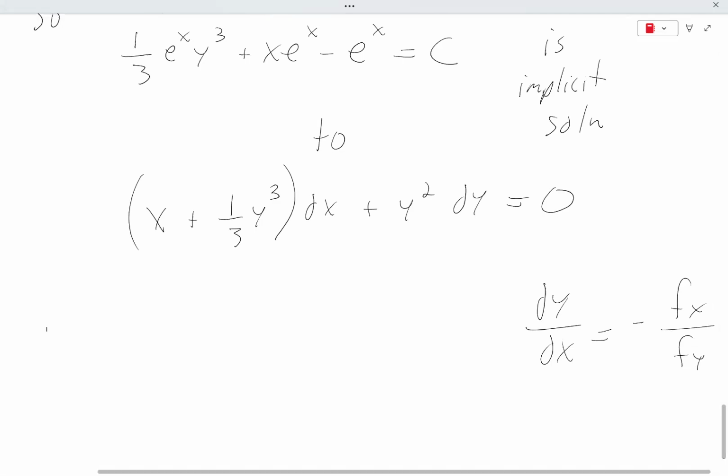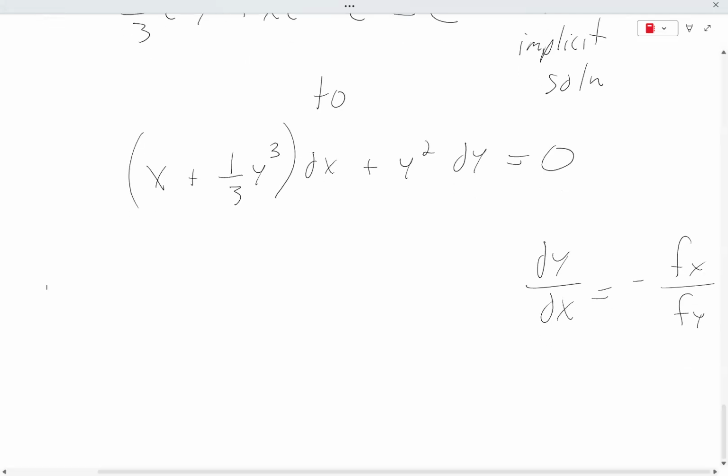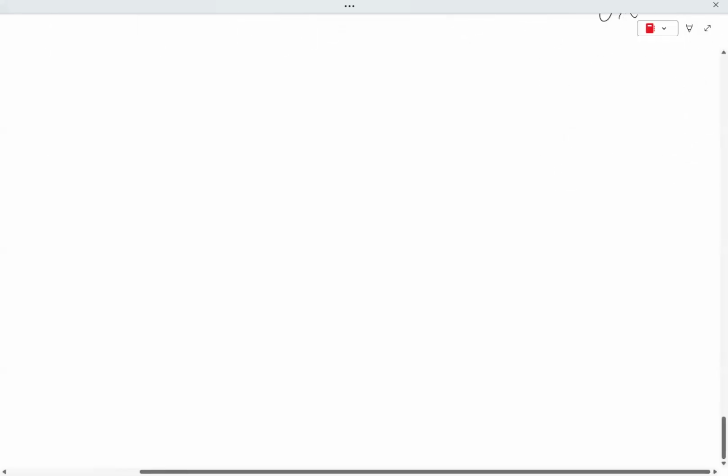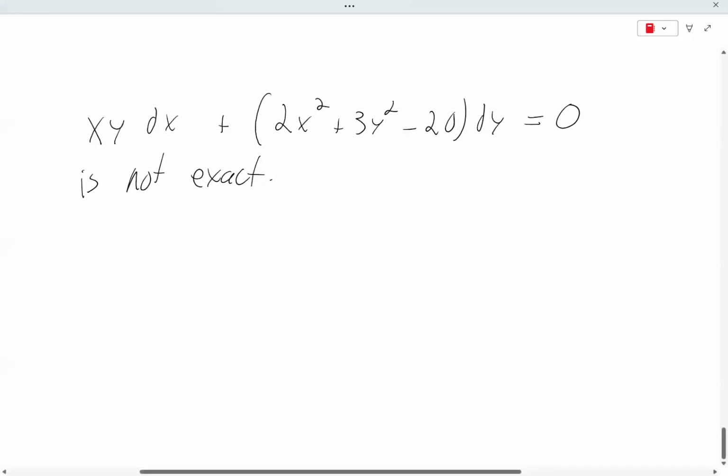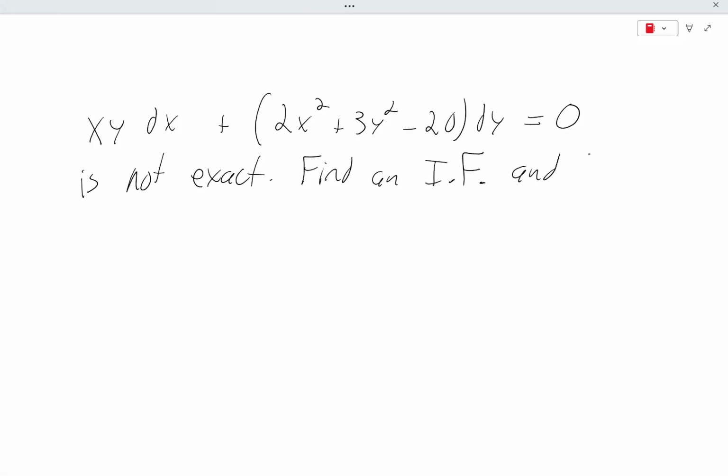Did I do that one yet? Okay, let's try another one here. Let's say we have this one: xy dx plus 2x squared plus 3y squared minus 20 dy equals 0 is not exact. Find an integrating factor and then solve.